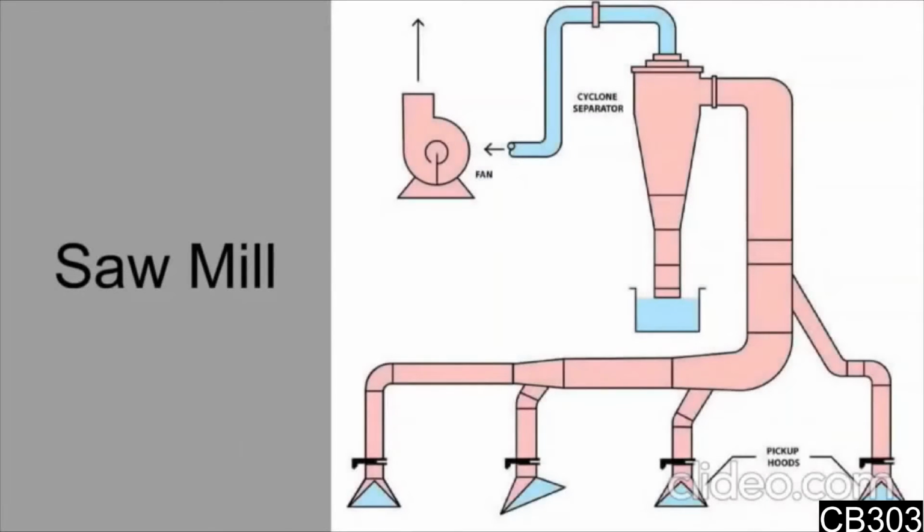A typical application would include a sawmill. Sawmills generate a lot of dust which must be extracted from the mill. The dusty air then passes through a cyclone separator where most of the wood dust is separated from the air stream. The clean air is then discharged directly to ambient air and the wood dust is recycled or disposed of.